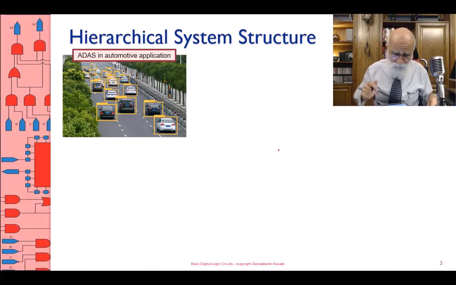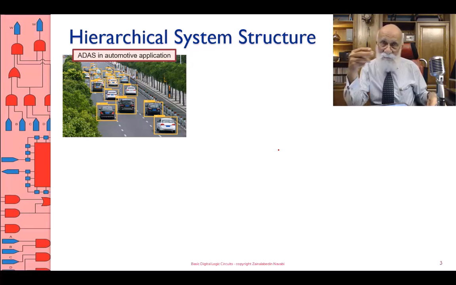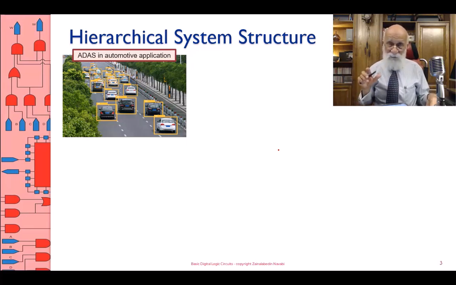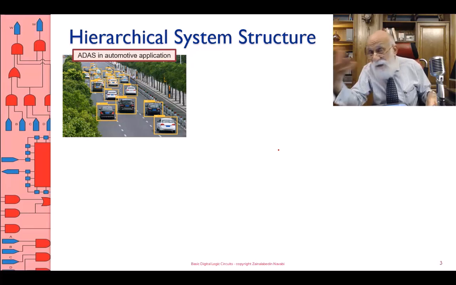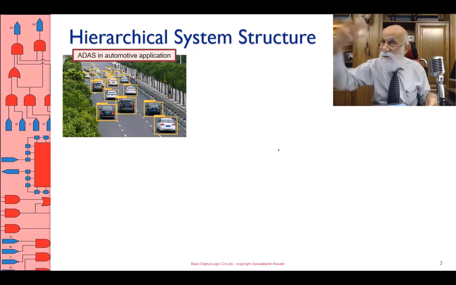When you look at the hierarchical system structure, this is the same example that I just described. You have vehicles going around, and you have this camera in front of your car detecting these cars in front of you. Some of them are moving. An ADAS system will be able to track a vehicle, detect a vehicle, and so on. So that's the hardware we eventually have to design.